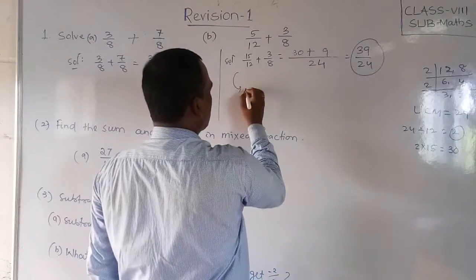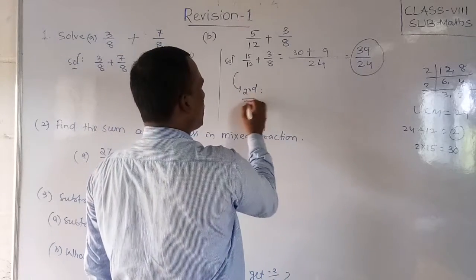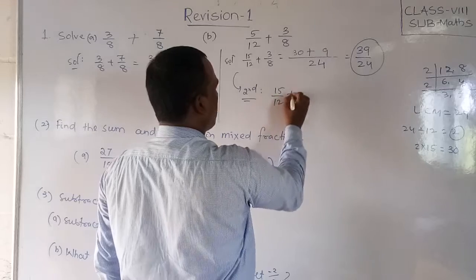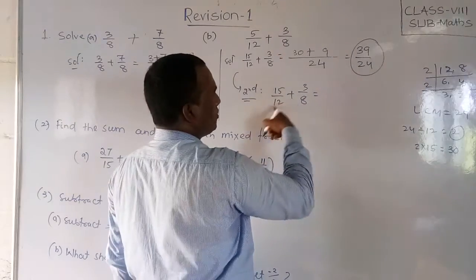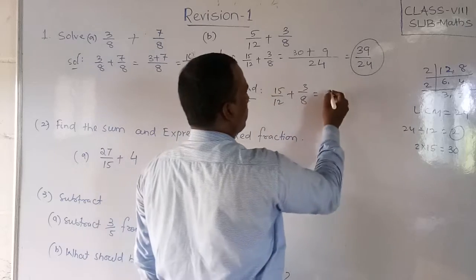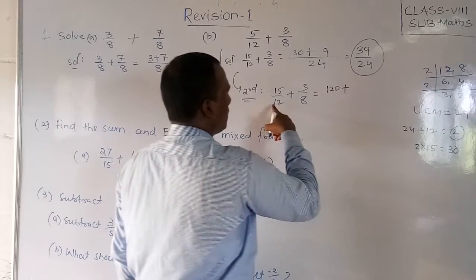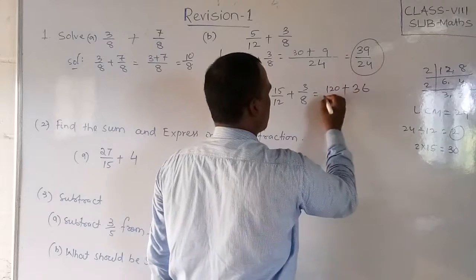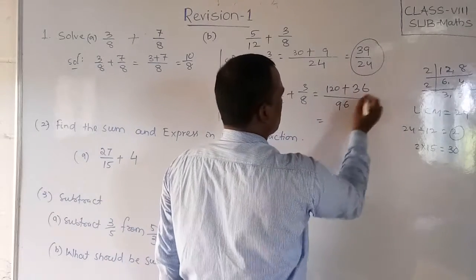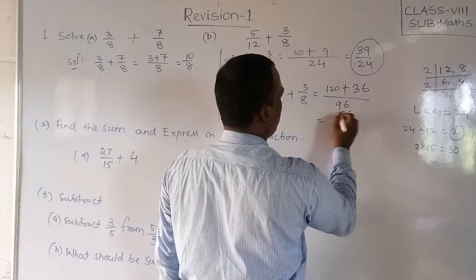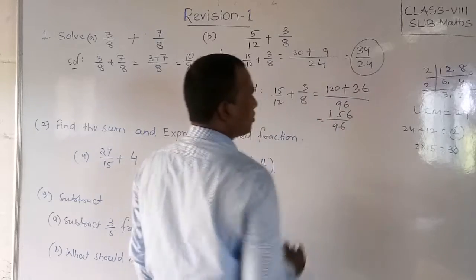Students, observe the second method. We can do it also: 15 by 12 plus 3 by 8. What do you have to do, students? Like this you have to multiply: 15 into 8 is 120, 12 into 3 is 36, and 12 into 8 is 96. So 156 by 96 also you can do.